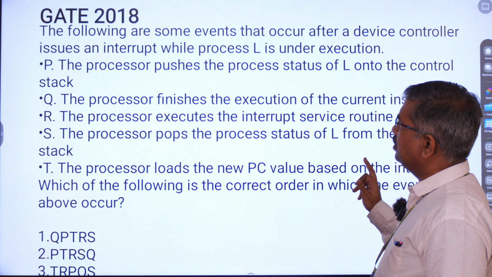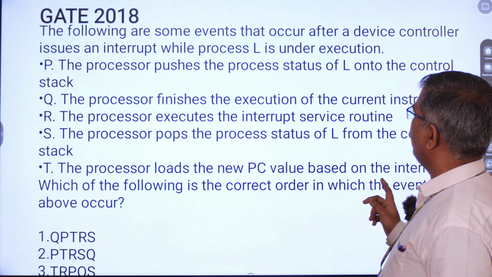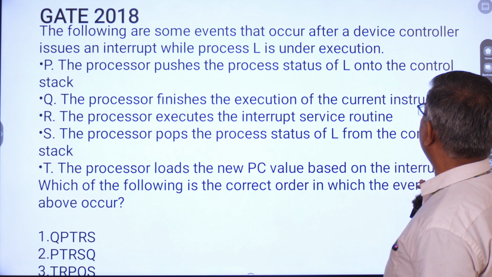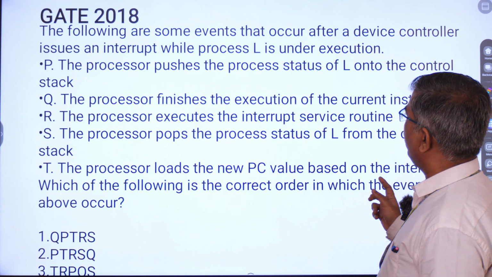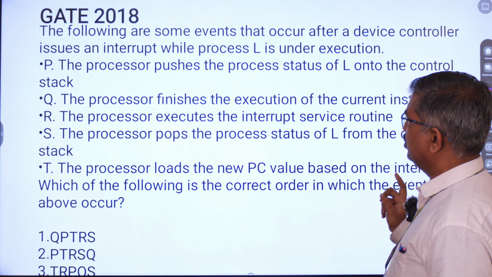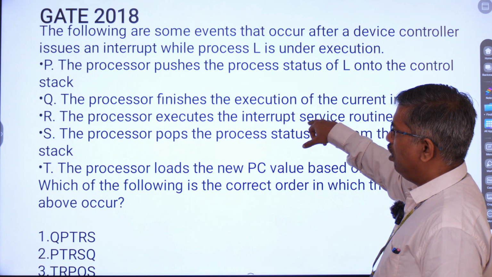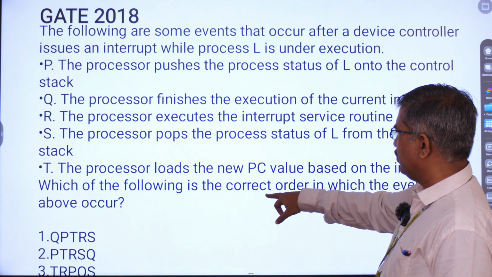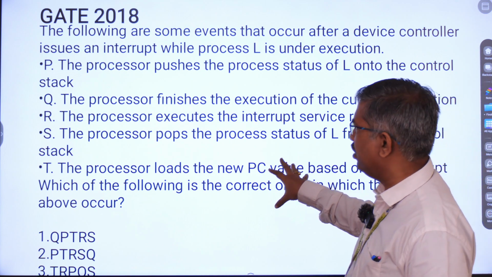So this is a question asked in the year 2018. The following are some events that occur after a device controller issues an interrupt while process L is under execution. Here there are statements P, Q, R, S, T. Which of the following is the correct order? We need to find out which one is the correct order.